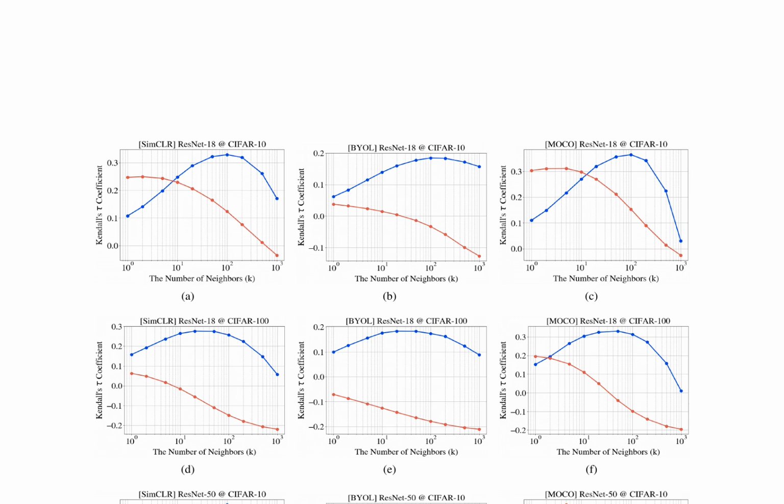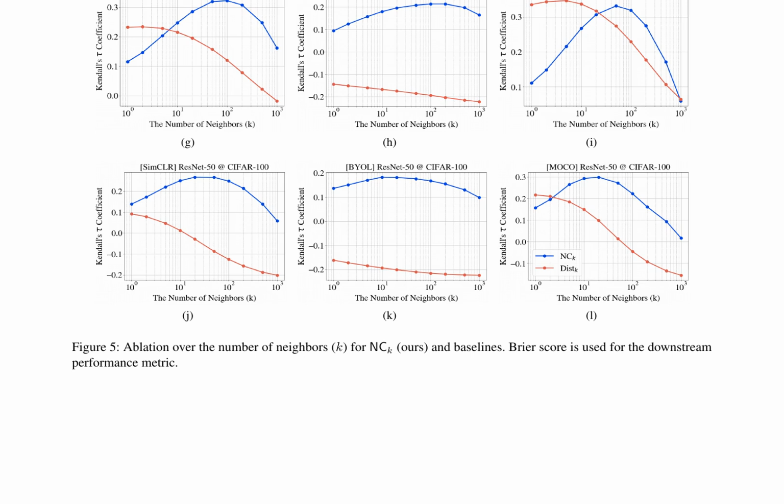Figure 5 compares the NCK model with baseline methods using the Brier score as the performance metric. The graph demonstrates the NCK model's varying performance with different k values, showcasing its effectiveness across different neighborhood sizes. This evaluation is crucial for understanding the model's adaptability and robustness in various scenarios.